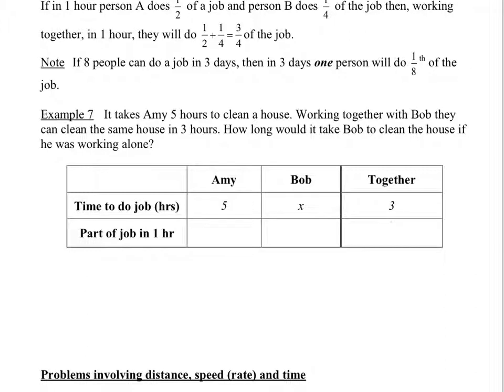Now, if it takes Amy 5 hours to do the job, then the fraction of the job that she'll do in 1 hour is 1/5. The fraction of the job that they would do together would be 1/3. And the fraction of the job that Bob would do, a little bit more difficult. It would not be 1/5, it wouldn't be 1/3, it would be 1/x.